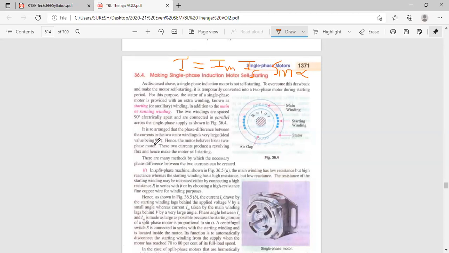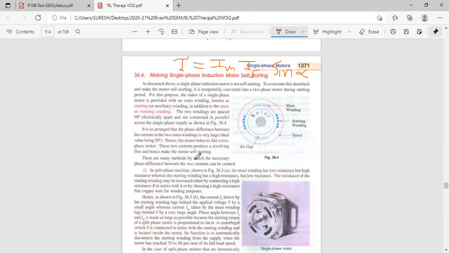Hence, the motor behaves like a two-phase motor. These two currents, Im and Is, produce a revolving flux, rotating flux, and make the motor self-starting. Around the main winding, one flux is developed. Around the starting winding, also one flux is developed. When the angle in between these two fluxes is 90 degrees electrically apart, then torque will be created. This torque will make the rotor rotate. In this way, we are making the rotor to rotate.